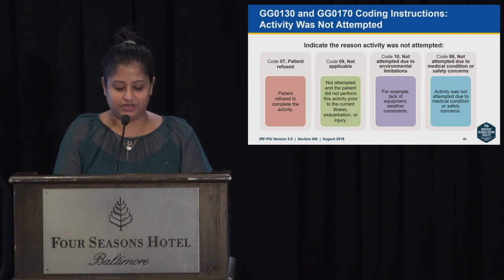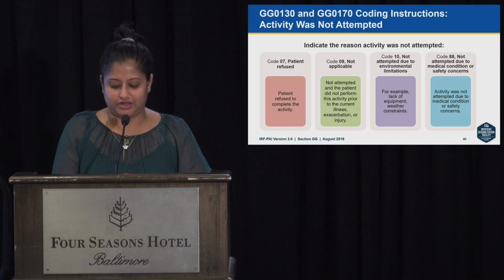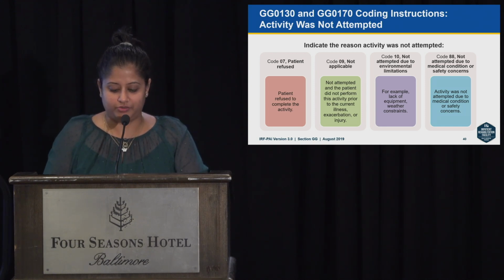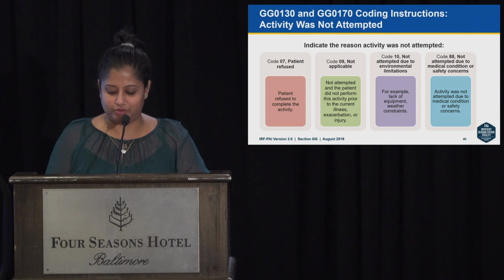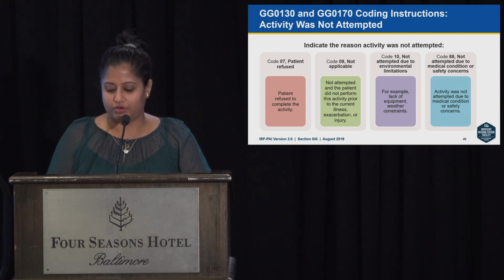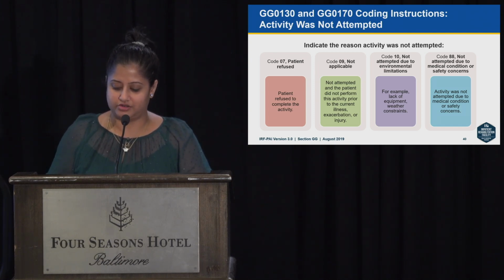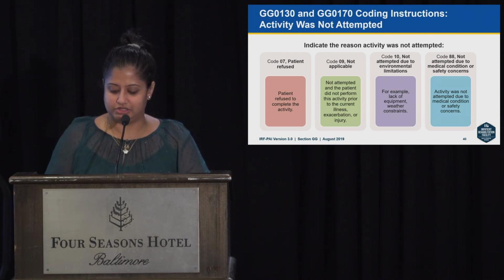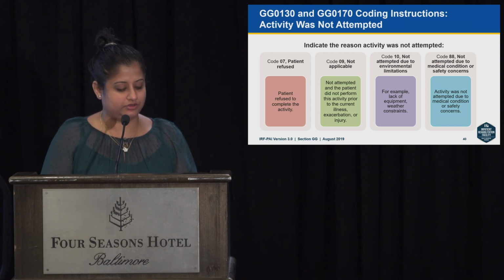They are 07, patient refused. And so in this situation, the patient refused to complete the activity. 09, not applicable, which means it's not attempted and the patient did not perform this activity prior to the current illness, exacerbation, or injury. Code 10, which is not attempted due to environmental limitations. So for example, lack of equipment or weather constraints. Or code 88, not attempted due to medical condition or safety concerns. And this implies that activity was not attempted due to medical conditions or safety concerns.